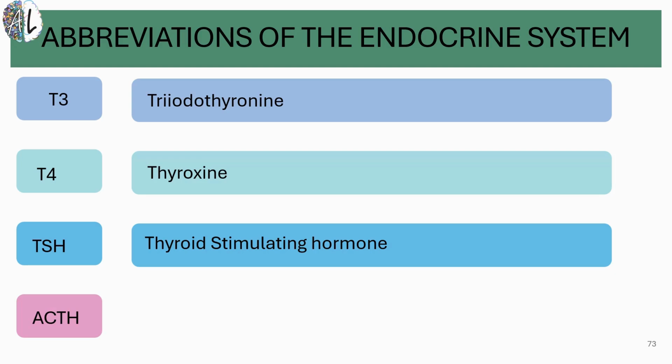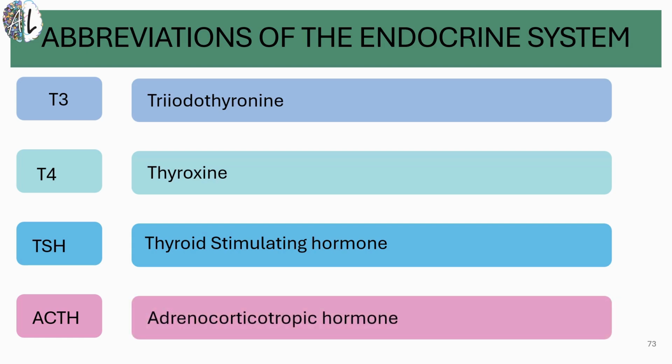And then we have ACTH. See if you can see what that means. Okay, that stands for Adrenocorticotropic hormone. All right, let's look at a couple abbreviations associated with diabetes. So first up is IDDM. See if you can see what that is on your word list.